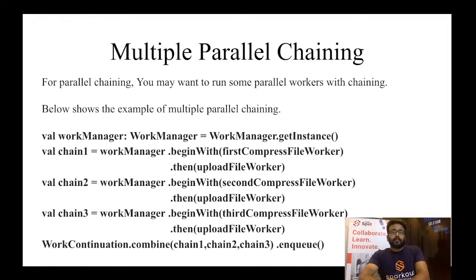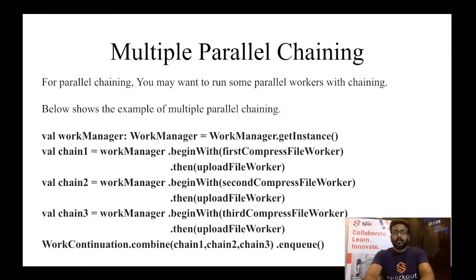The last one is multiple parallel chaining. Multiple parallel chaining ensures that we can run multiple parallel chains of works. Here I have given 3 chains as an example. Initially I have got the instance of work manager in a variable, and I'm defining 3 sets of chains. Let us consider that we have 3 files, and we have to upload the 3 files to the server with the backend. Before uploading a file to the server, I need to compress that file, and then I need to upload the compressed file to the server.